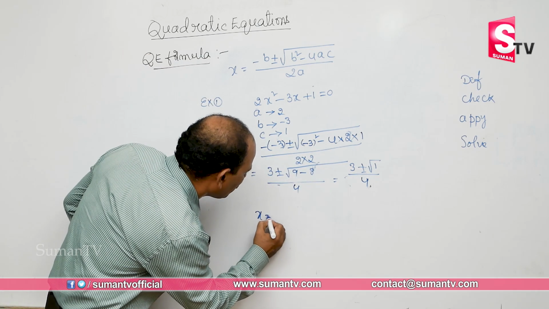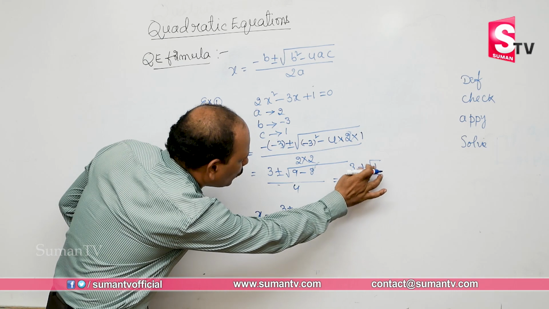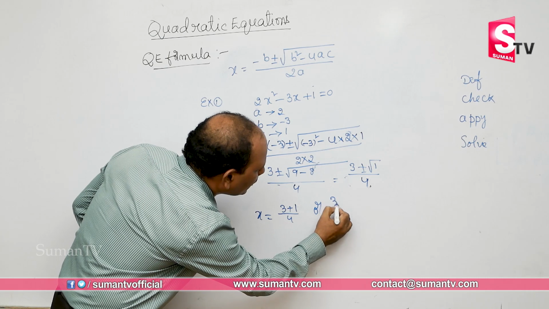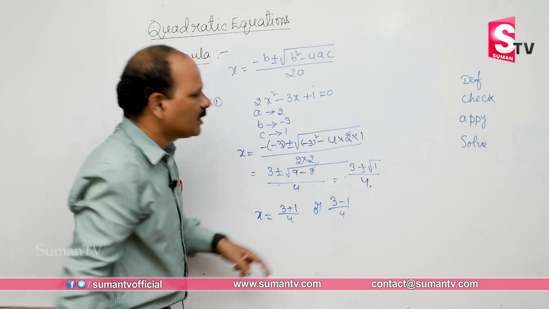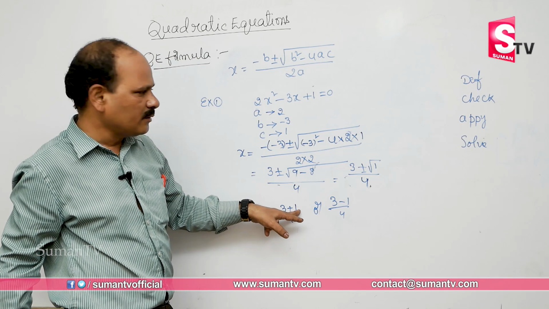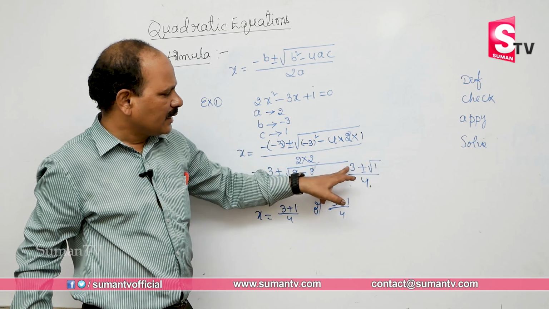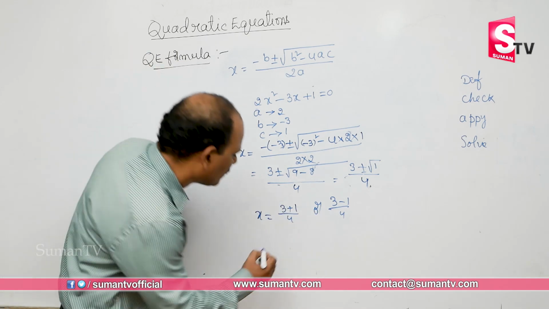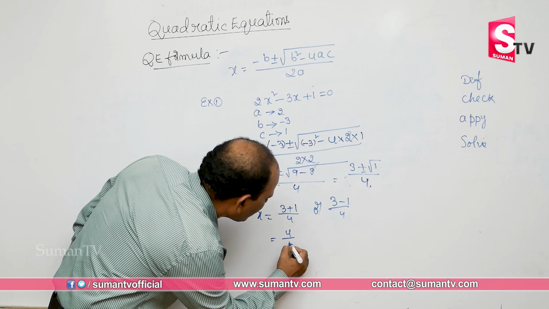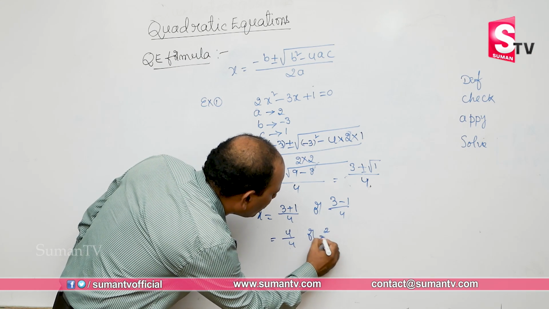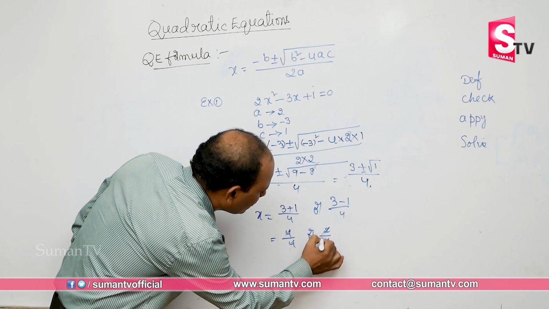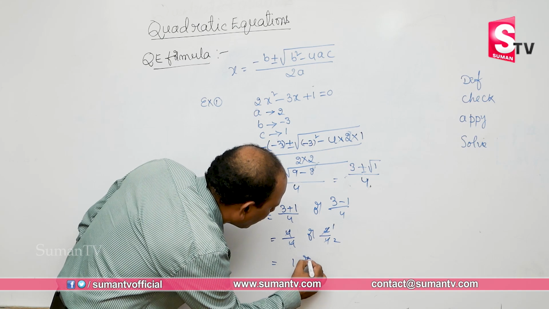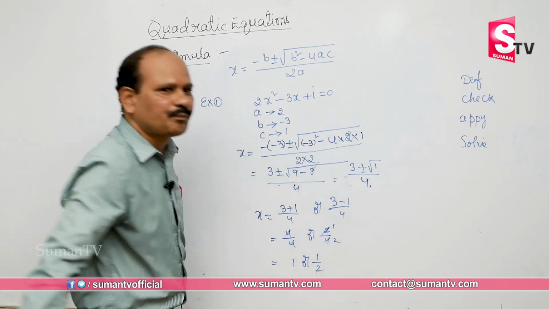So x is equal to 3 plus root 1, which is 1, so plus 1 by 4, or 3 minus 1 by 4. Here root 1 is 1, so I am writing here 1: 3 plus 1 and 3 minus 1, by 4. That is equal to 4 by 4 or 2 by 4. 4 and 4 get cancelled. 1 by 2. So the value of x is equal to 1 or 1 by 2.